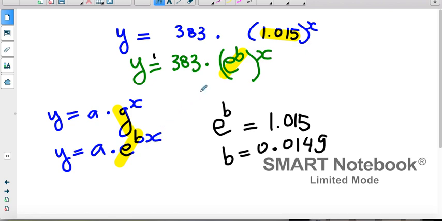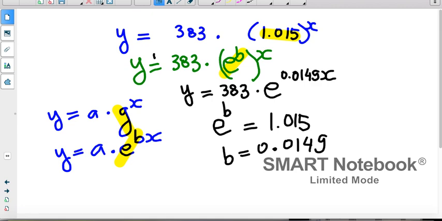So then in this case, if I want to write my original blue formula in base E, I should write it as y equals 383 E to the power of 0.0149x. So that's more or less what we could do if we want to stick to base E. It's not a must, actually. This is just an introduction.